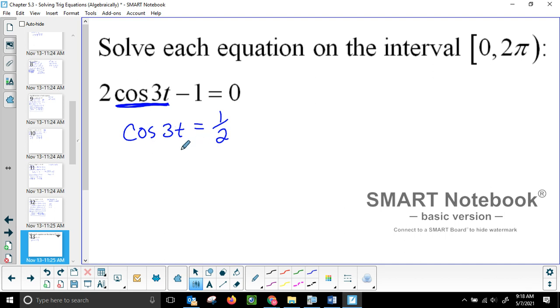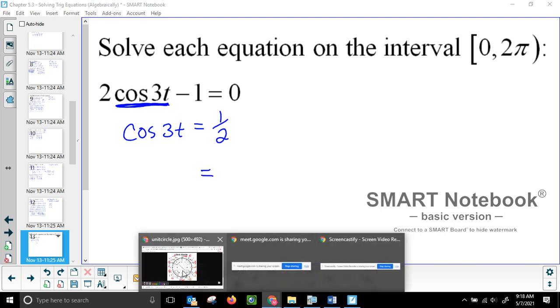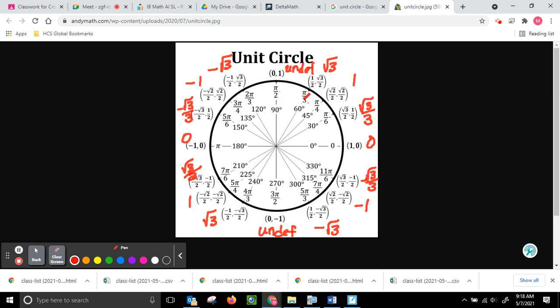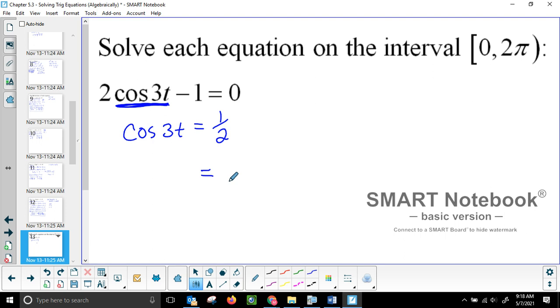And we want to say, okay, where is cosine 1/2? In fact, I think we just did this. Cosine is 1/2 at pi over 3 and 5 pi over 3. However, instead of saying x, or in this case t equals, we say 3t is equal to these things. Well, now there's no cosine there that's going to mess up me dividing by 3.